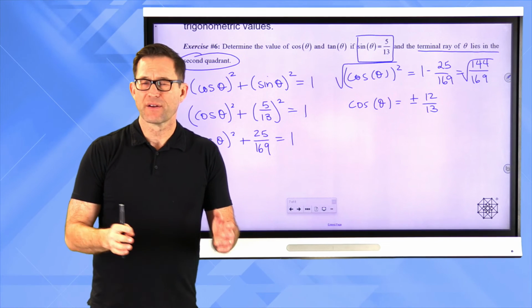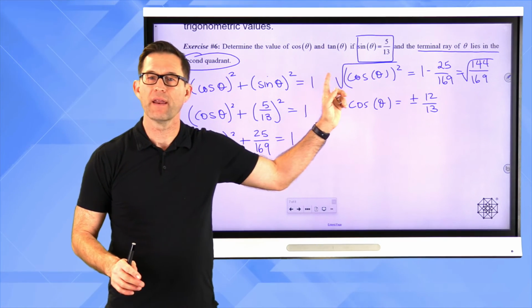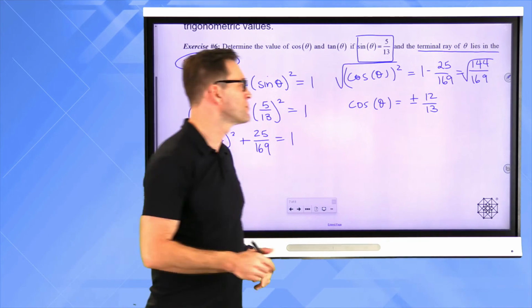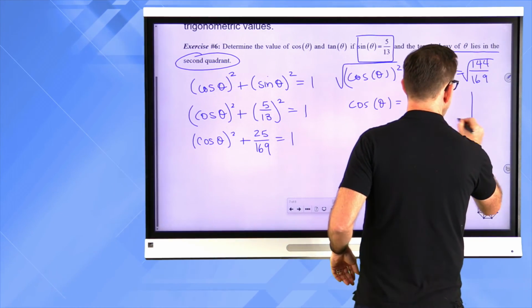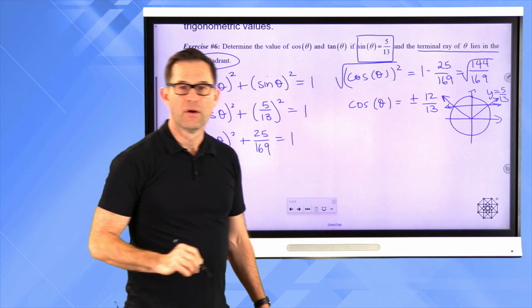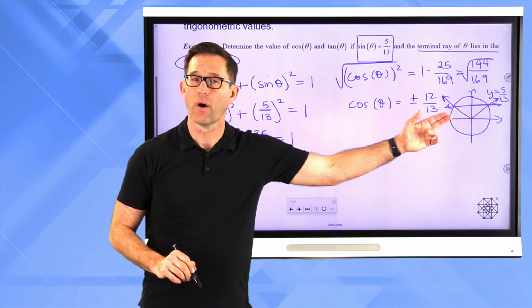Now it's either positive or negative because that's what happens when you solve an equation that's got a squaring in it and you do a square root. But in a bigger issue, it's plus or minus because if we think about the unit circle, we know that sine theta is 5/13. What that's telling us is that the y-coordinate is 5/13, and there are 2 different locations where that's true, one of which is in the first quadrant and one of which is in the second quadrant.